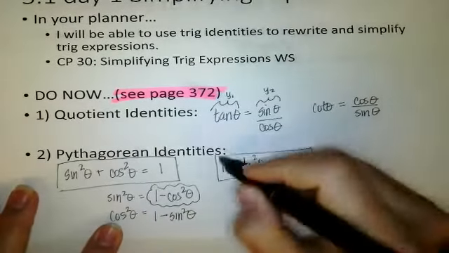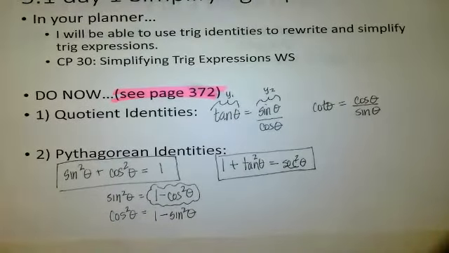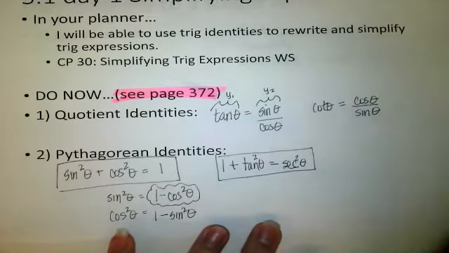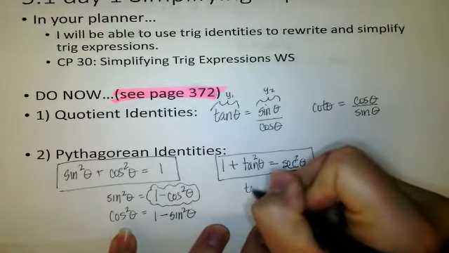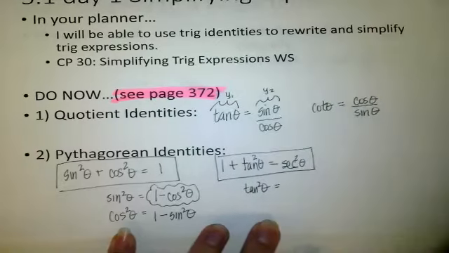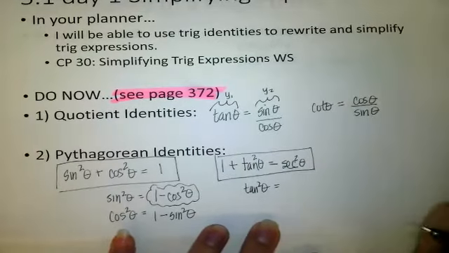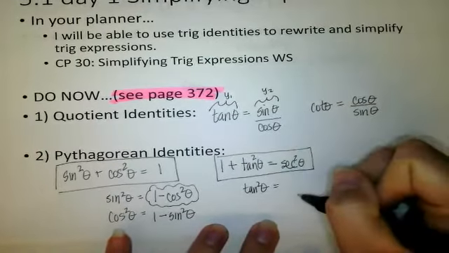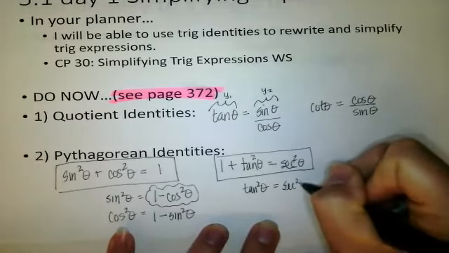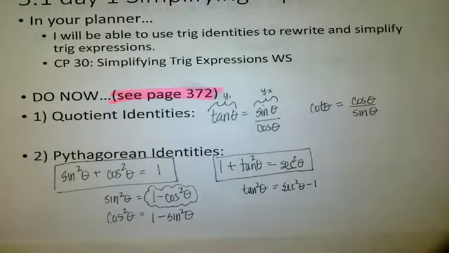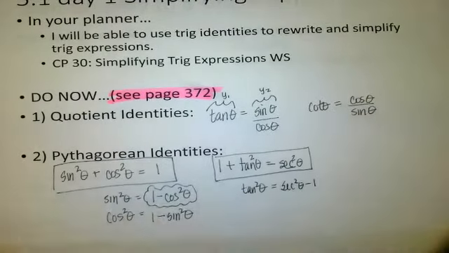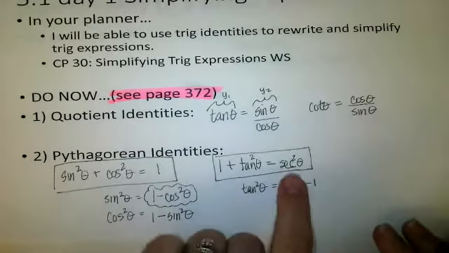Stuff you need to know and love. If you need to write that down, 1 plus tan squared equals secant squared. Same idea: I can rearrange this to suit my needs. If I wanted to get tangent squared theta by itself, what is tangent squared equal to? Secant squared theta minus 1. You can rearrange, just subtracting the 1 to the other side.